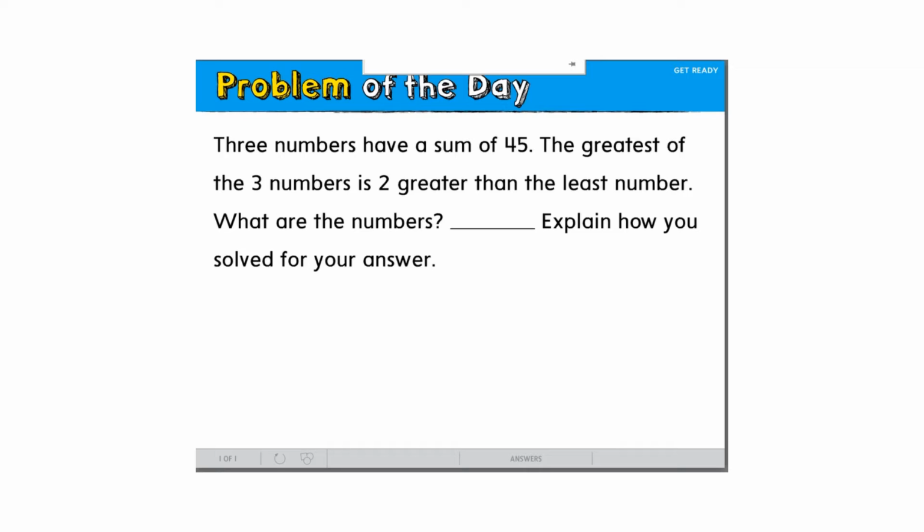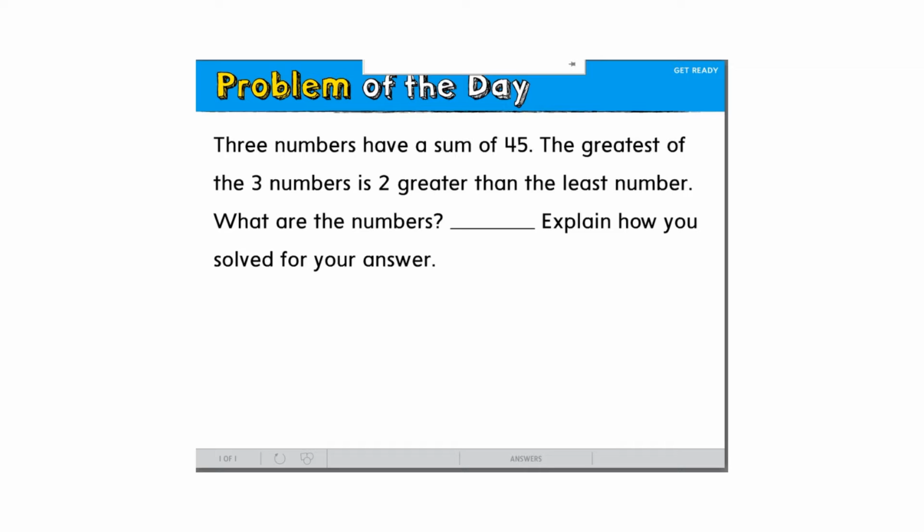Let me read it one more time. 3 numbers have a sum of 45. So that means when you add 3 numbers together, your answer is going to be 45. Now, the greatest of the 3 numbers, the biggest of those 3, is 2 more than the smallest. So the biggest and the smallest number are only two numbers apart from each other.